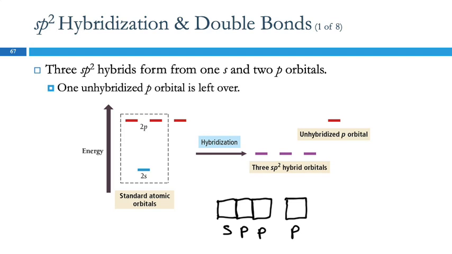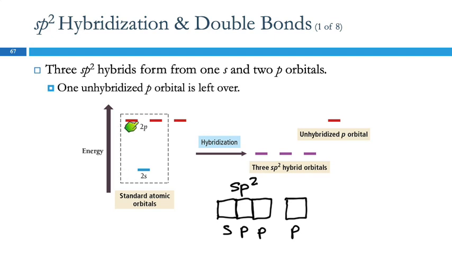So we moved the wall. We took the wall out between the S and the P room, and we built a new wall on the other side of those 2 P beds, so that this guy is off in his own room now. So this orbital has not changed. It's just an unhybridized P orbital. But these 3 have changed. And so we're going to call this sp2 instead of sp3. So this is an sp2. Those are sp2 hybrid orbitals.